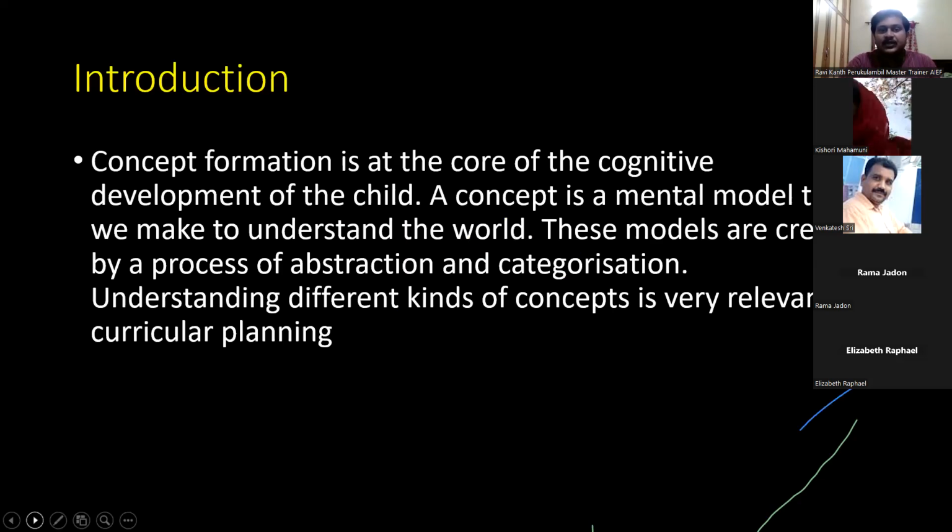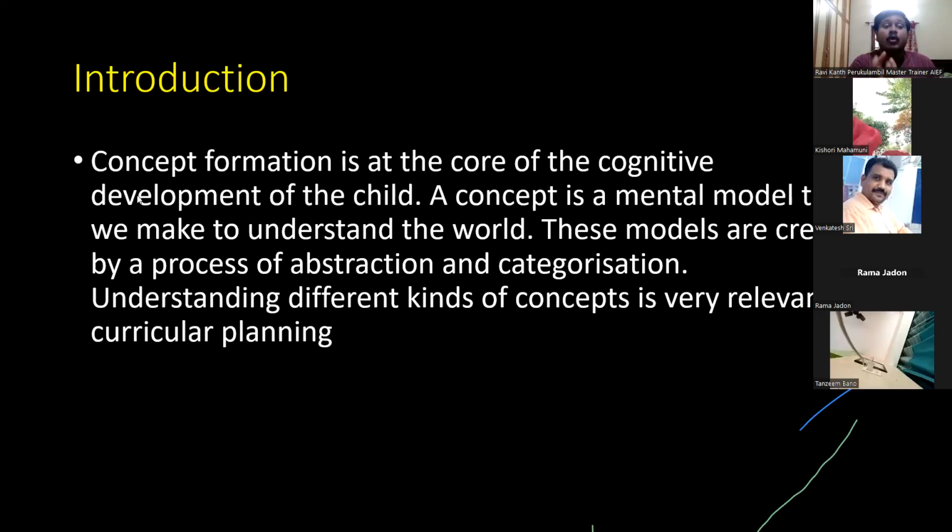Introduction. Concept formation is at the core of the cognitive development of the child. What is cognitive development? The capacity to think. So the capacity of a child which makes him or her think is the core of the development. Based upon that, all other developments are affected.